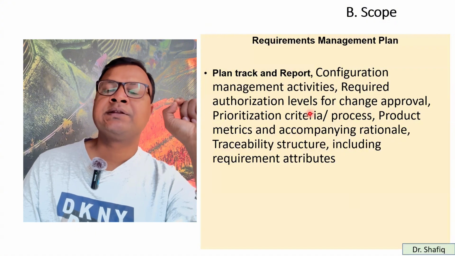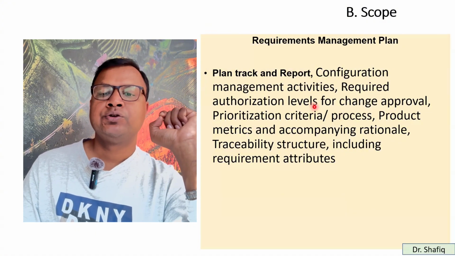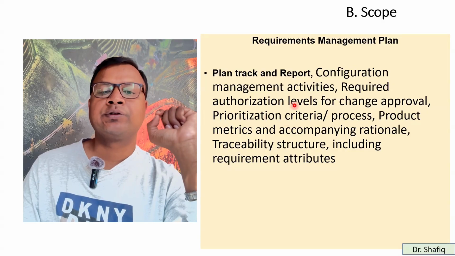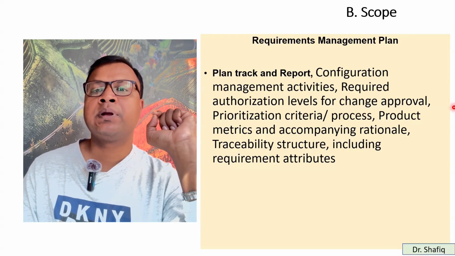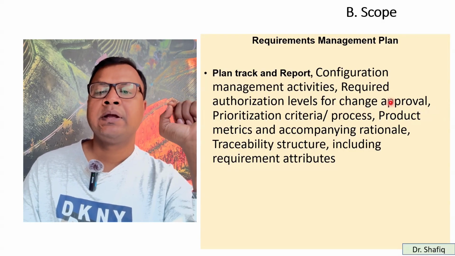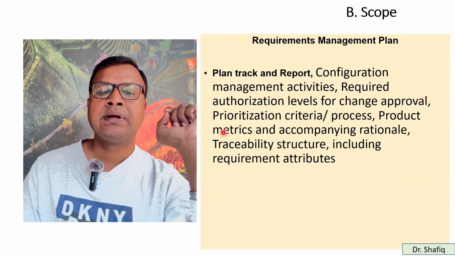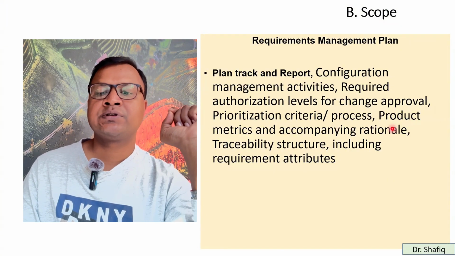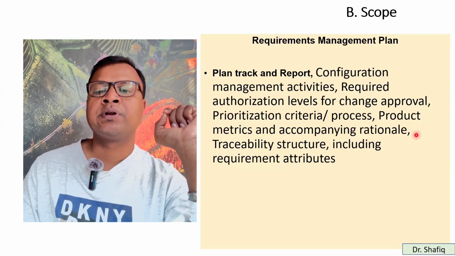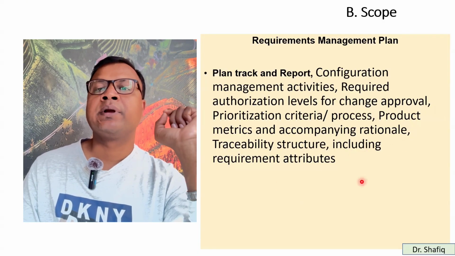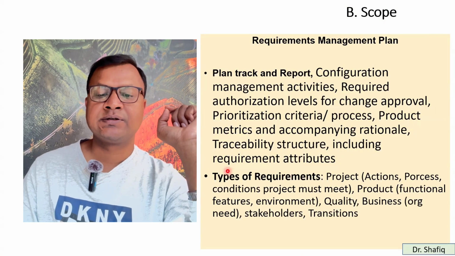And you have to plan, track and report it. So you have to prepare the configuration management activities, required authorization levels for change approval. If you need to change something, you have to know the required authorization level for change approval, prioritization criteria, process, product metrics and accompanying rationale, traceability structure, including requirement attributes. So you have to prepare everything for the requirement list.